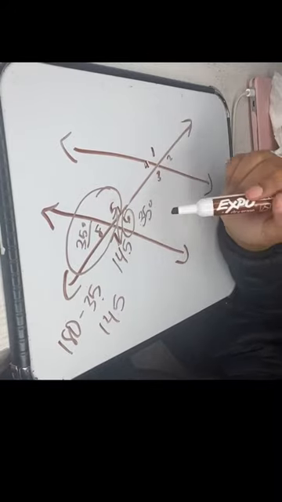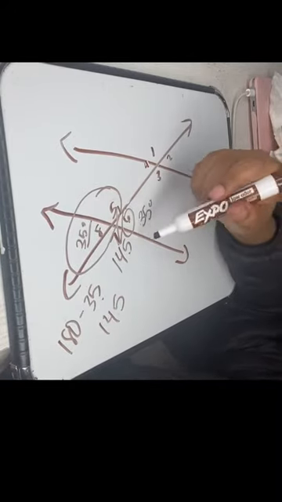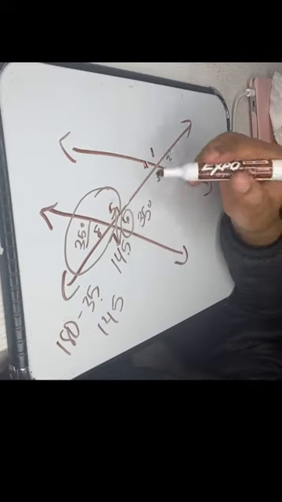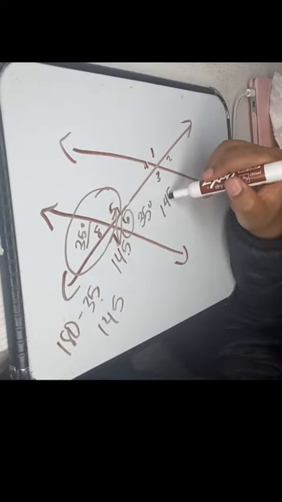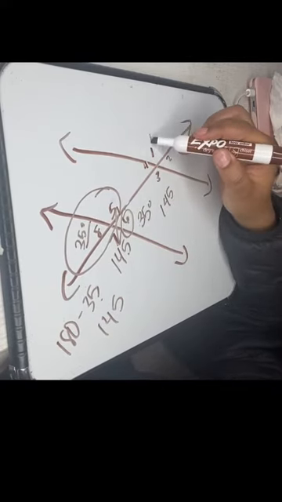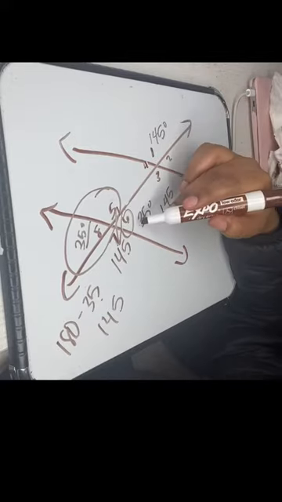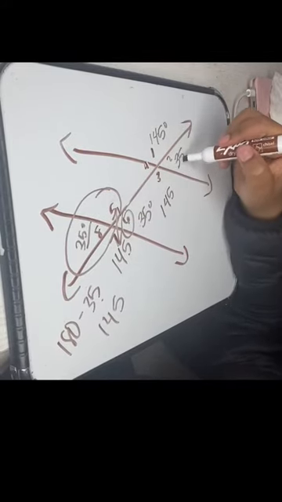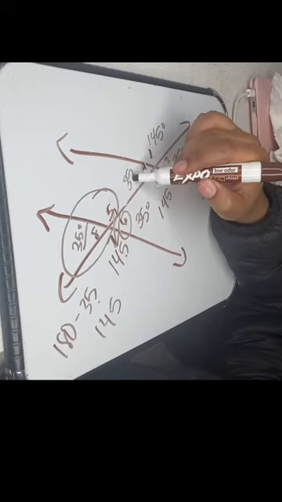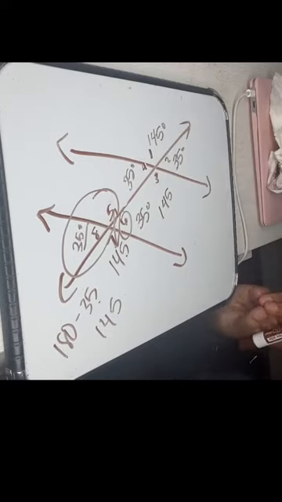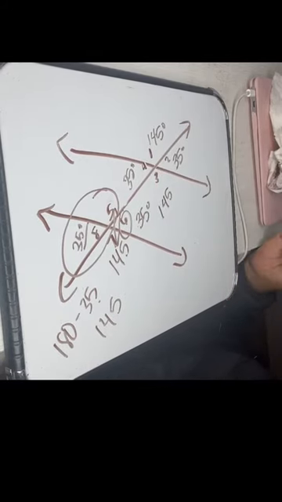And now we just do the corresponding property. Since these two are 145, that makes these two angles 145 degrees. And since these two were 35 degrees, that makes these two angles 35 degrees. So everything is just simpler when you know the properties, and it makes everything way more smooth.